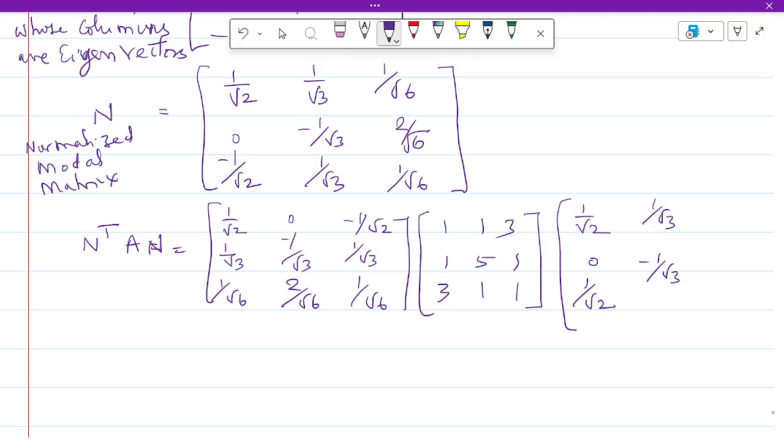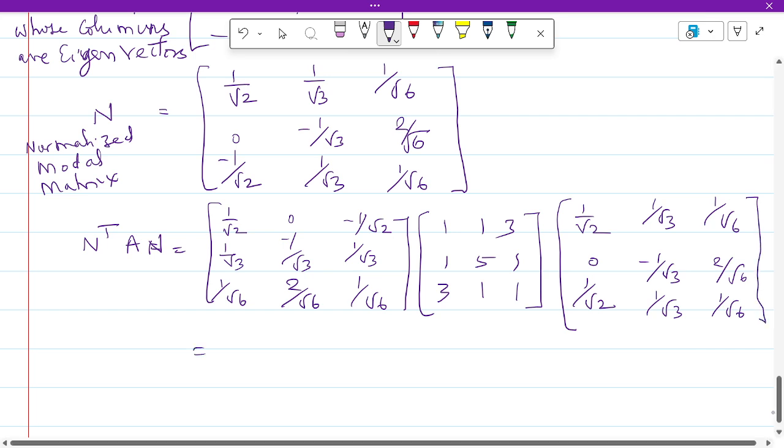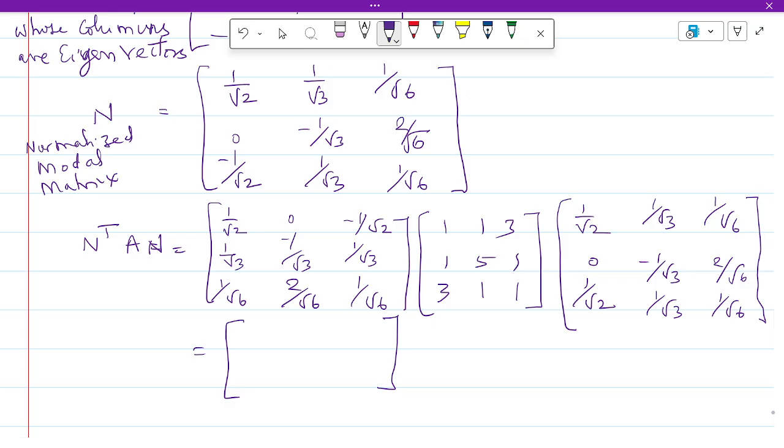I am writing here directly, but you have to solve it step by step. 1 by root 6, 2 by root 6. First you solve N transpose A, then N transpose AN. It is not compulsory to do it that way. You can find AN first, then find N transpose AN. Otherwise, first find N transpose A, then N transpose AN.